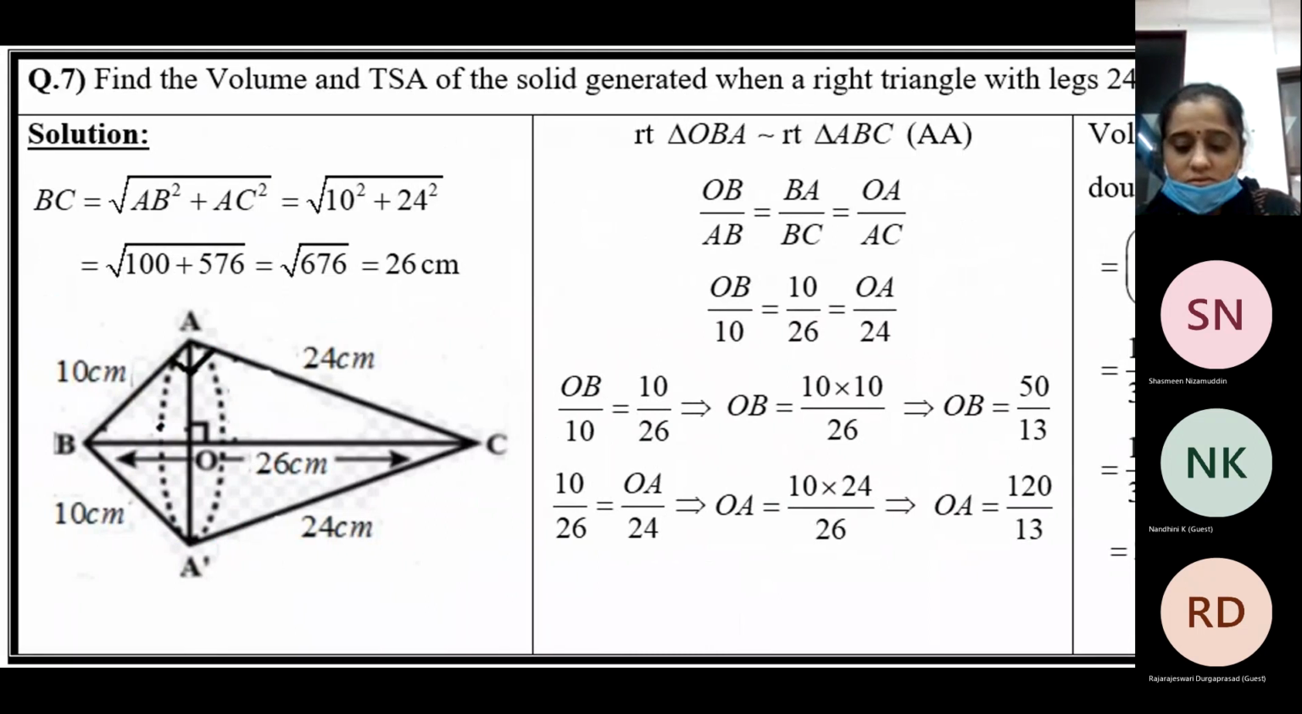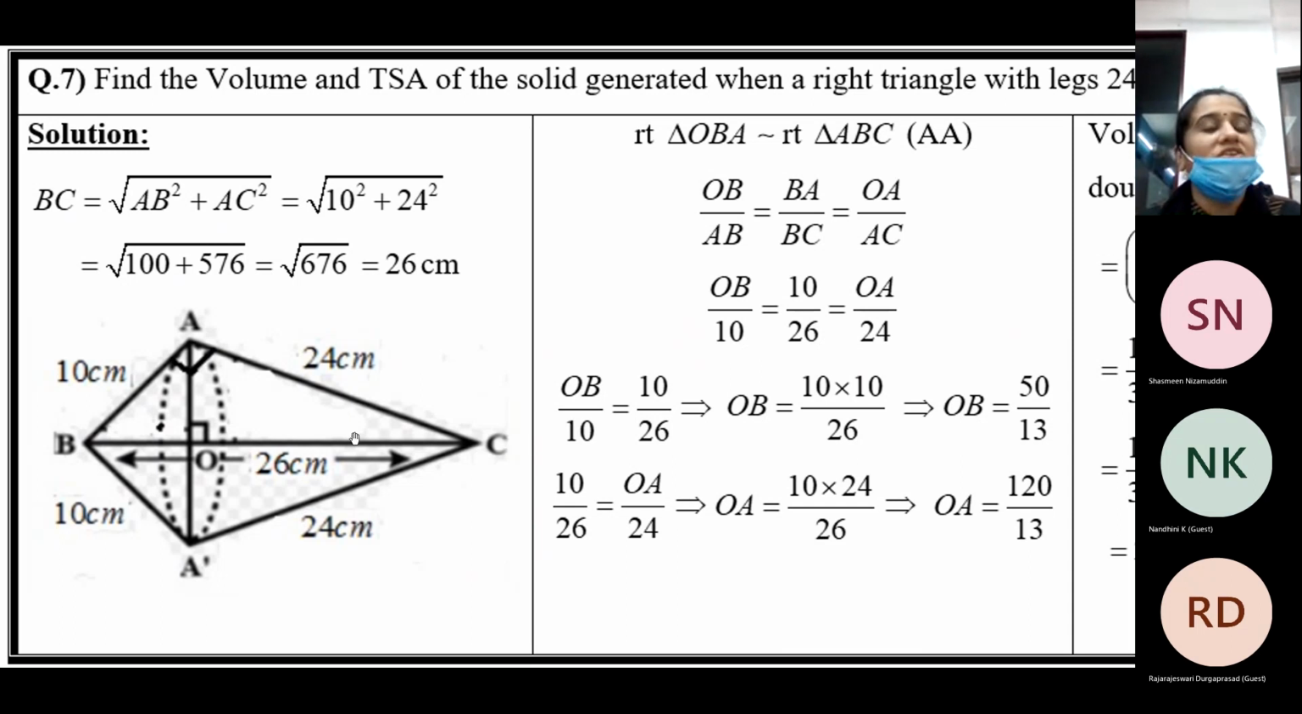See this? So there's a cone formed on this side. This is the hypotenuse. The right triangle is ABC, with the right angle here at A. BC is the hypotenuse.